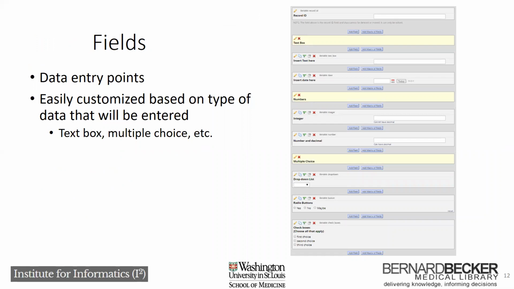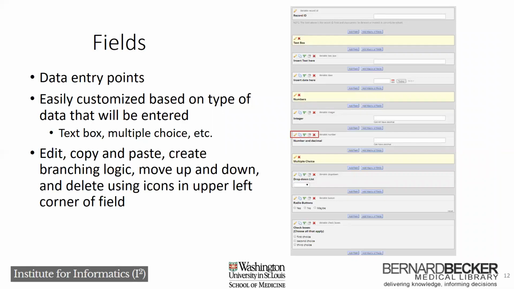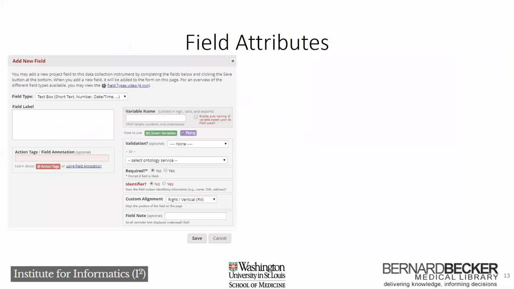Each data collection instrument is made up of a series of fields or data entry points. There's many different kinds of fields, such as text box, multiple choice, calculated fields. I'll show you how to make each of those, and they are easily customized based on the type of data you want to be entered. And this is just highlighting that these can be edited and modified at any time.